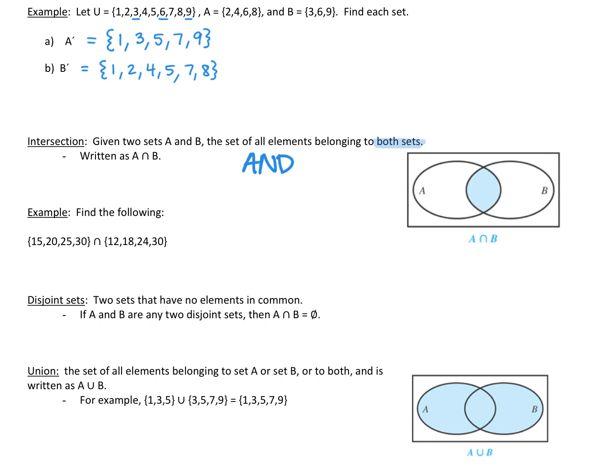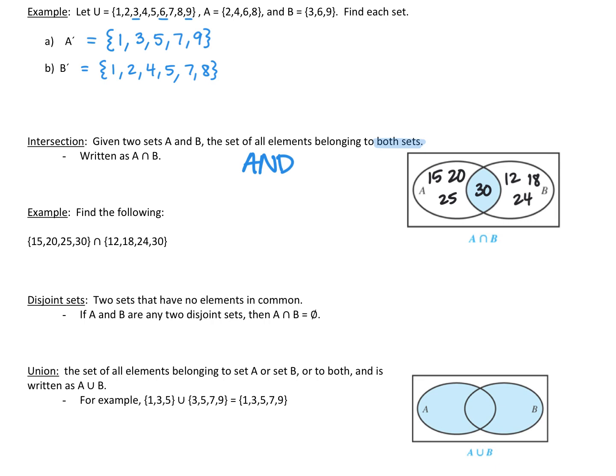So look at this example. It says find the intersection between 15, 20, 25, and 30 and the set 12, 18, 24, and 30. I'm going to use this little Venn diagram over here to label these numbers. The one you have in common is 30. Over here in the first set, we've got 15, 20, 25. The one they have in common is 30. And then the other set has 12, 18, and 24 as well.